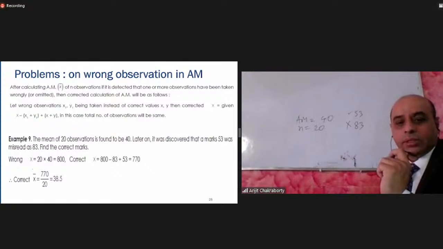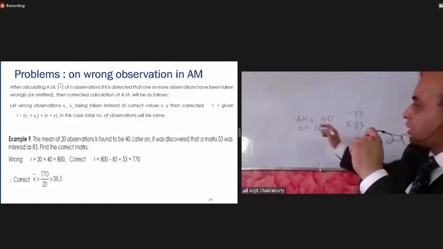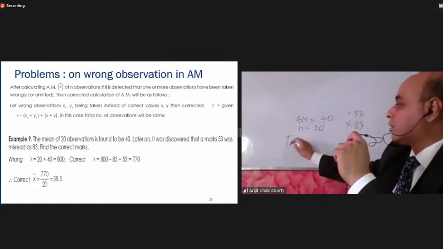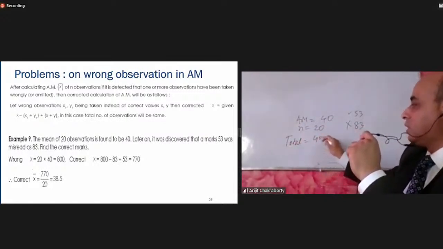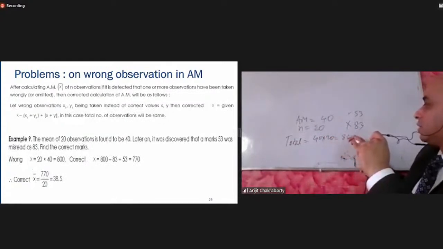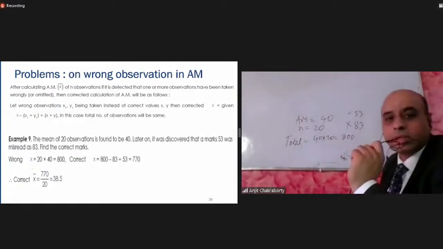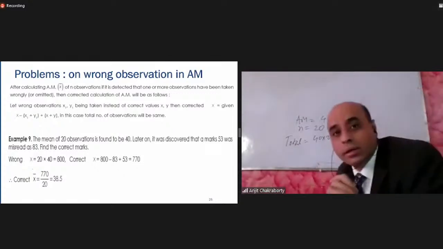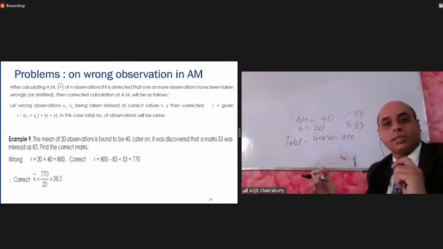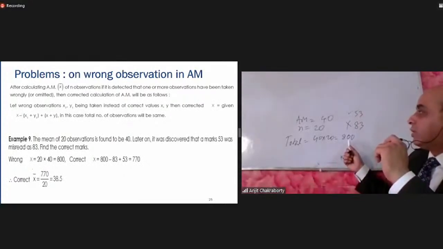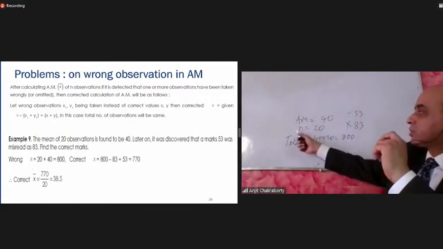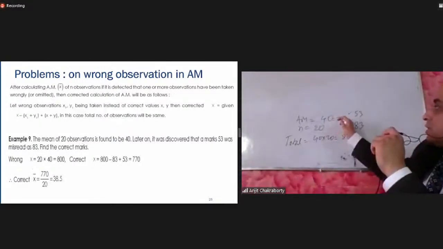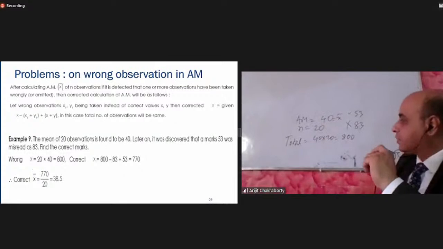Okay. So what we will do is, we know that arithmetic mean is 40 and n is 20. So the total is 40 into 20, that is 800. This is the total, sigma fx, that is 800. When we divide it by the number of observations n, we are getting the average score of 40. This is nothing but x bar, that is the average score.